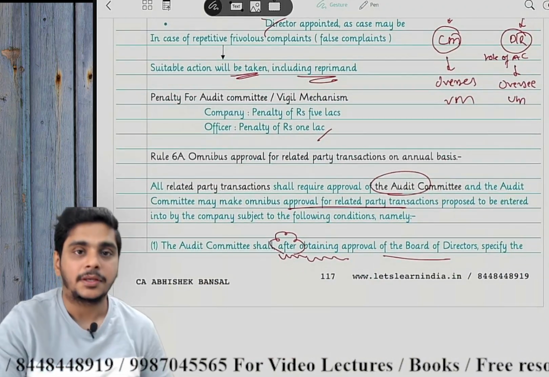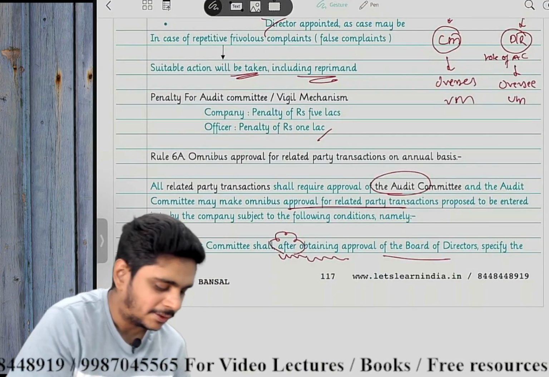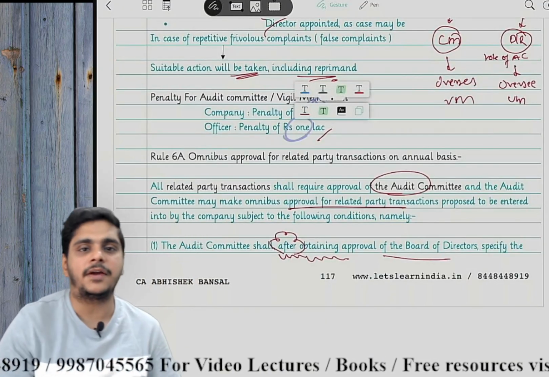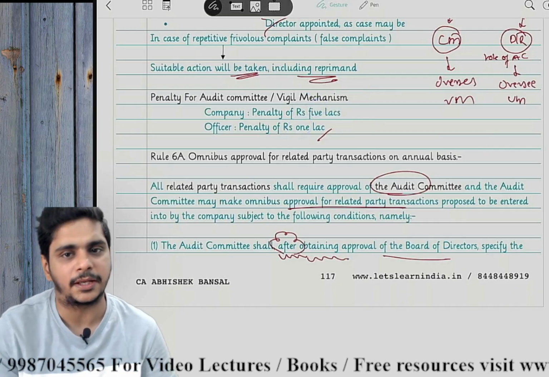Sir, penalty. Audit committee was applicable, vigil mechanism was applicable, but you have not formed it. How much is the penalty? Company 5 lakh, officer 1 lakh.